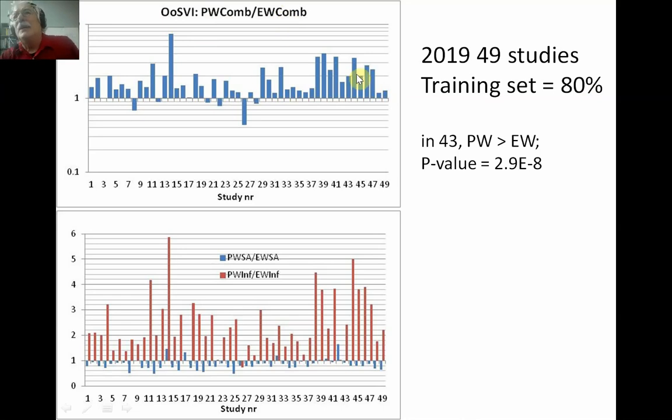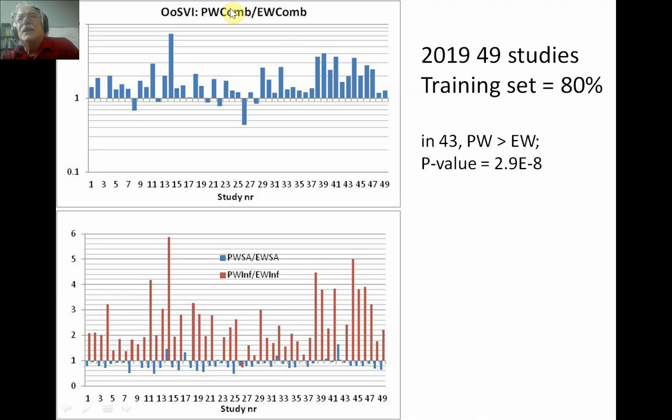So in 43 of the 49 studies, the combined score of the performance weight is greater than that of the equal weight. Now, if there were really no difference between performance weighting and equal weighting, the probability should be 1/2 that this fraction is bigger than 1. And if that were the case, the probability of seeing a picture like this, or at least as extreme as this, is in the order of 3 times 10 to the minus 8. So the notion that performance weighting is indistinguishable from equal weighting out of sample is just soundly rejected.